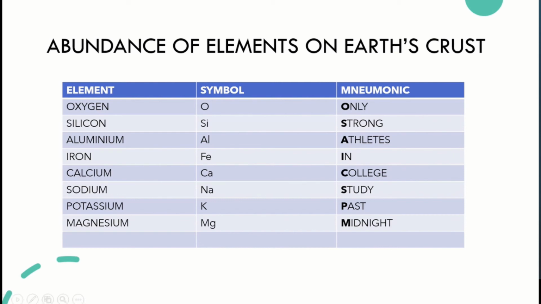So here the mnemonic is: Only O, oxygen; Strong, S for silicon; Athletes, A for aluminium; I, in, iron; Calcium, C; Study, S, sodium; Past, P, potassium; Midnight, M, magnesium. So these are quite useful if we have to give the objective answers there.